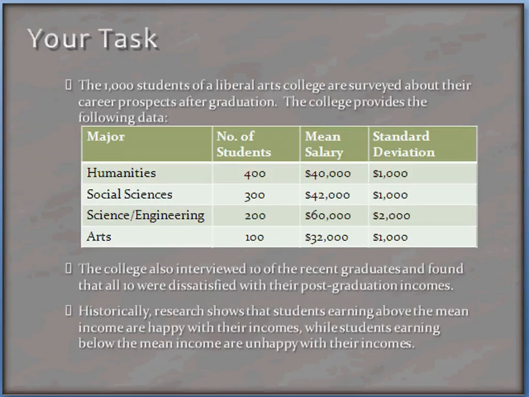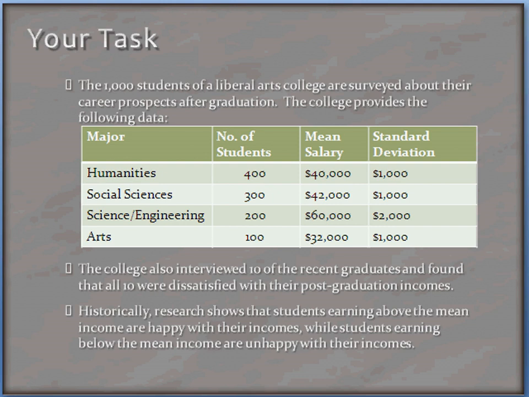Here's your task. You're given data for 1,000 students at a liberal arts college who are surveyed about their career prospects after graduation. The college provides you with the following data. Information is given for students from 4 majors: humanities, social sciences, science and engineering, and the arts. The number of students in each of these 4 categories is also given, as well as the mean salary for each category and the standard deviation on that mean.